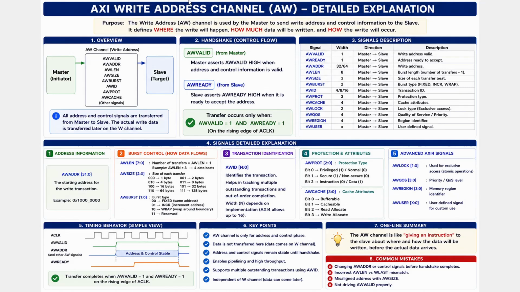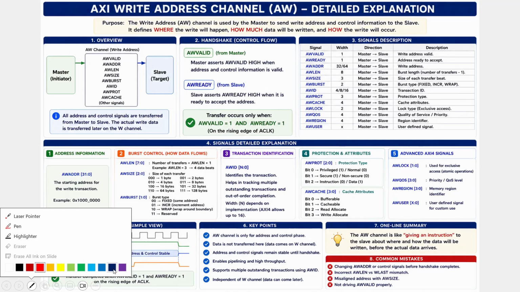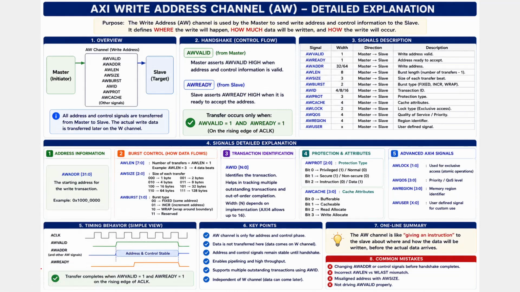Define the AXI protocol: there are five independent channels. In the write address channel, what is it doing? What is the use of the write address channel? It is sending the control information from master to slave, and the address. It will send the address as well as control information to the slave.